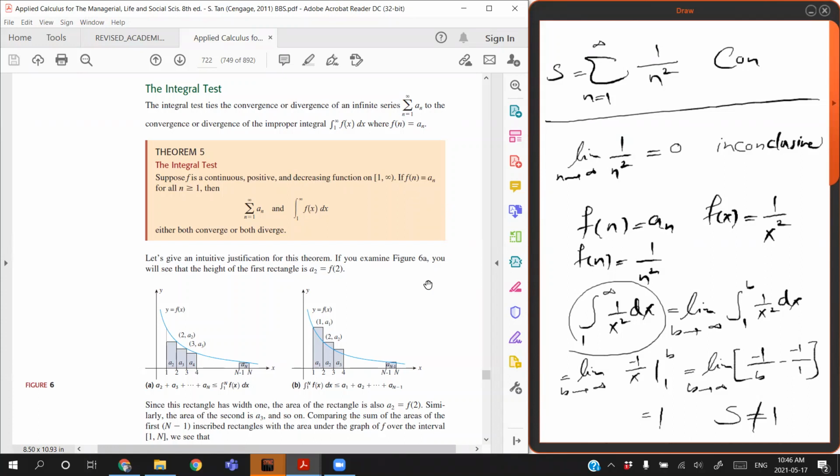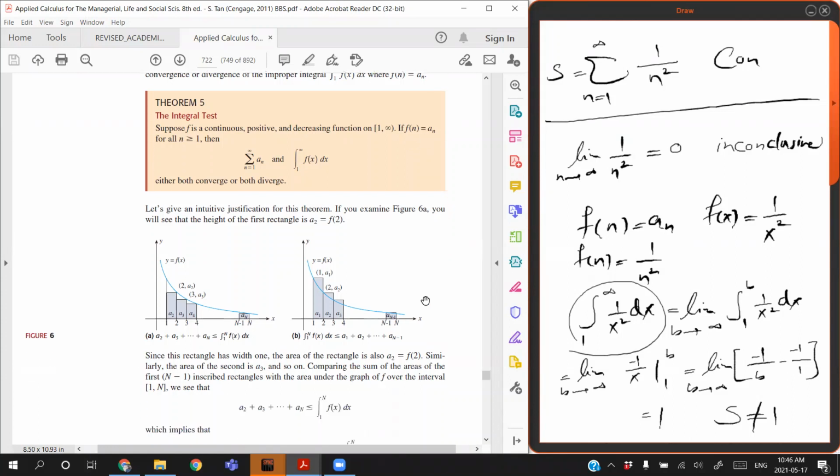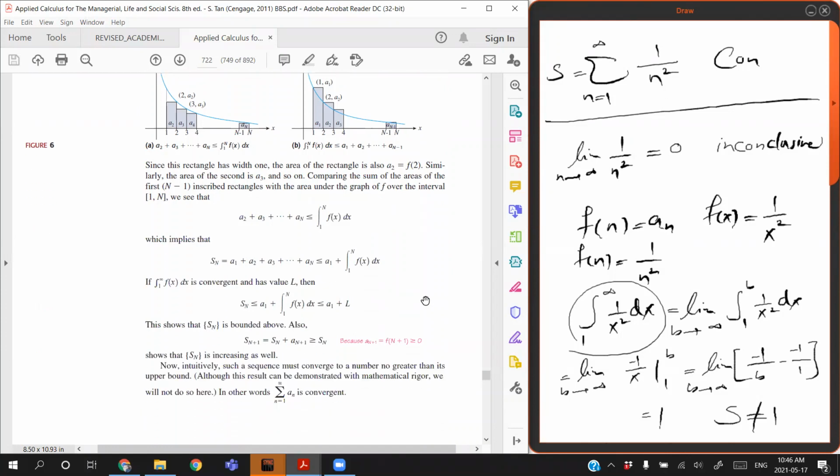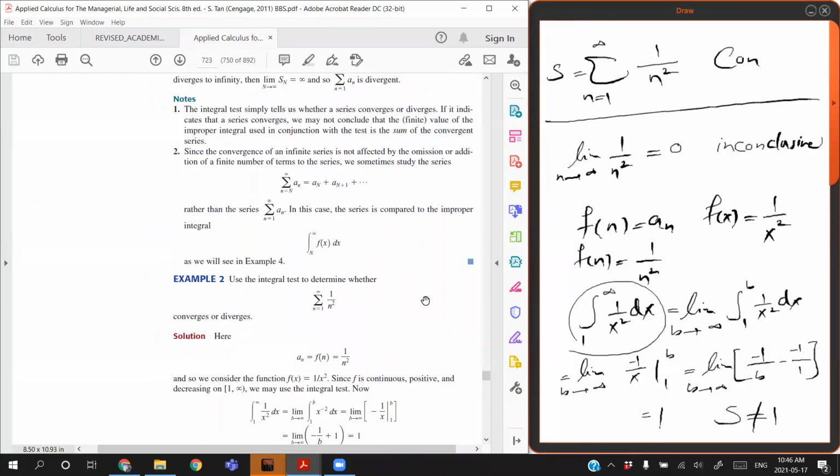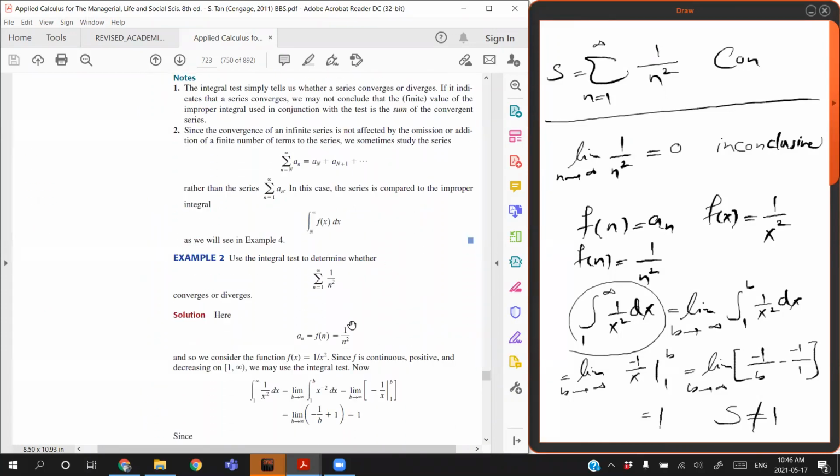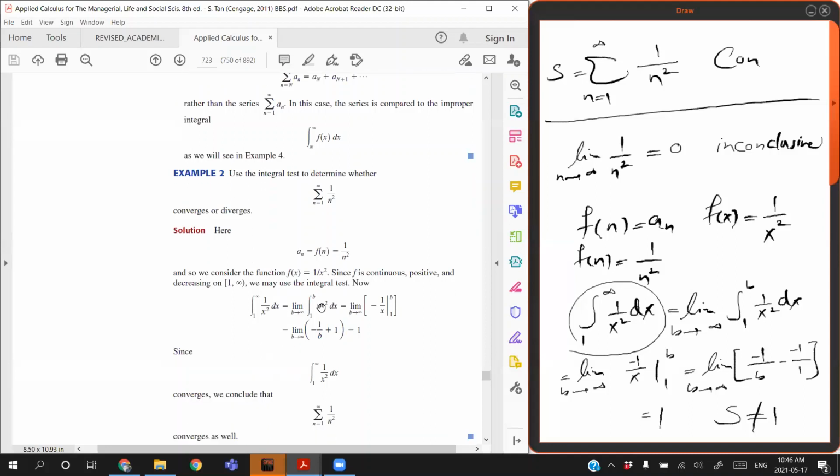Are we good? Any questions? So here, the example 1 over n squared, we looked at that one together.